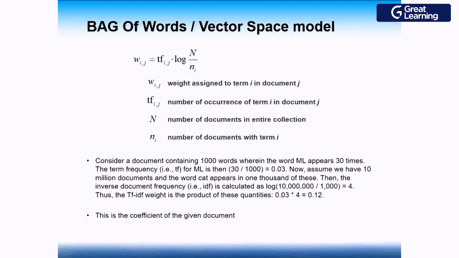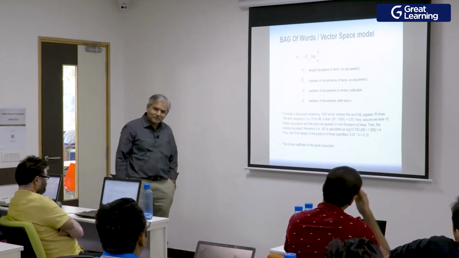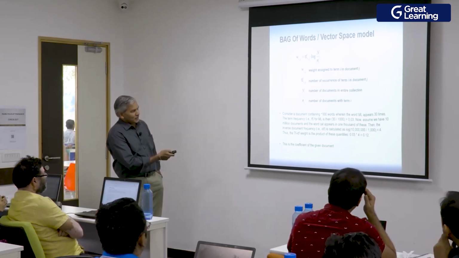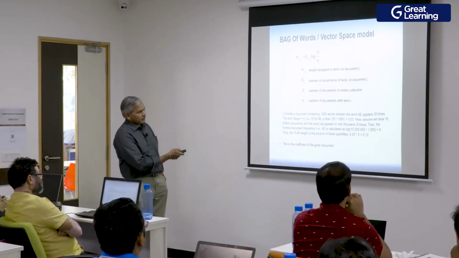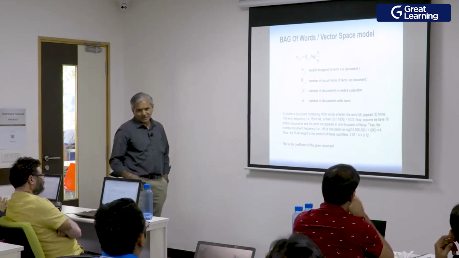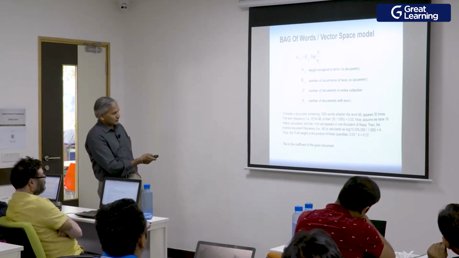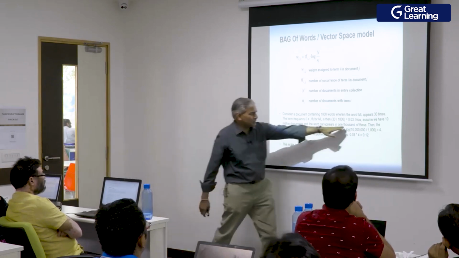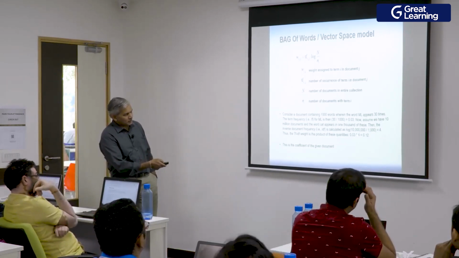Here one confusion: entire collection and terms, in N and Ni. Ni is the number of documents in which that particular word has occurred. N is the total number of documents you have. Look at this. Consider a document containing 1000 words, wherein the word "machine learning" appears 30 times. So in this particular document, the term frequency is 30 by 1000, which is 0.03. That is the importance of the word in this document. Assume that we have 10 million documents and the word ML appears in 1000 of these. Then the inverse document frequency is based on how many documents you have and how many it occurs in, which is 4.